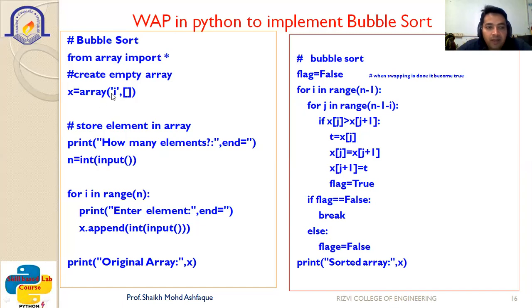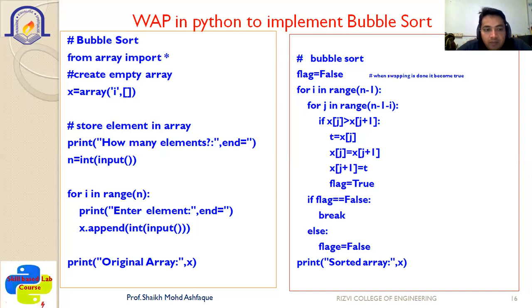X is equal to array, then integer. We are considering it as the integer, but no data is available right now. So it is empty. We have to accept this data as an input from the user. Now store elements in the array. We are printing how many elements. So we want to accept from the user how many elements he wants to enter into the array.